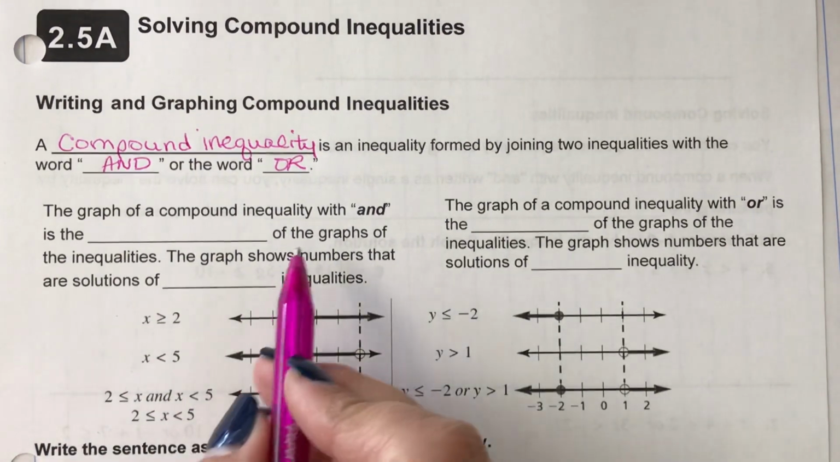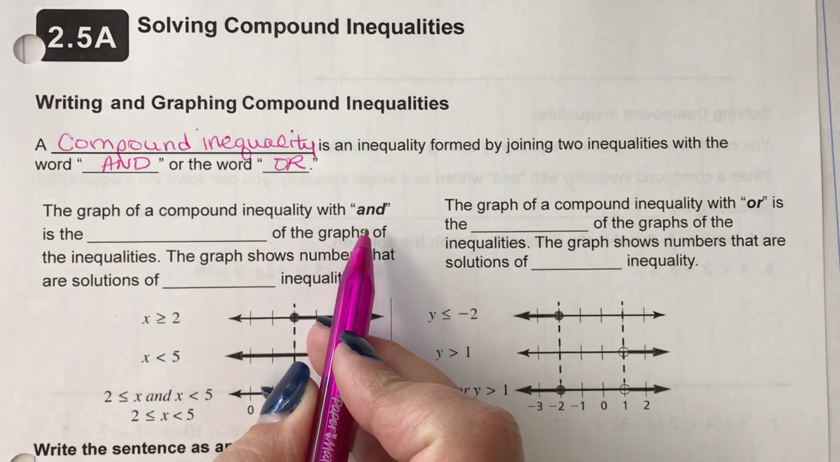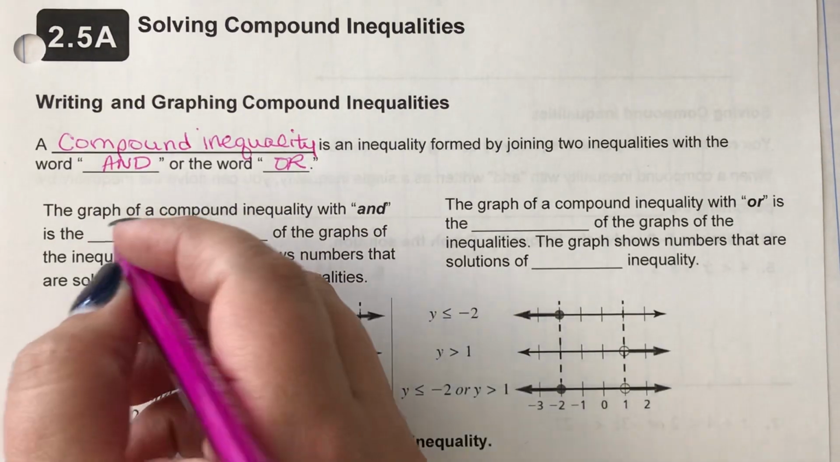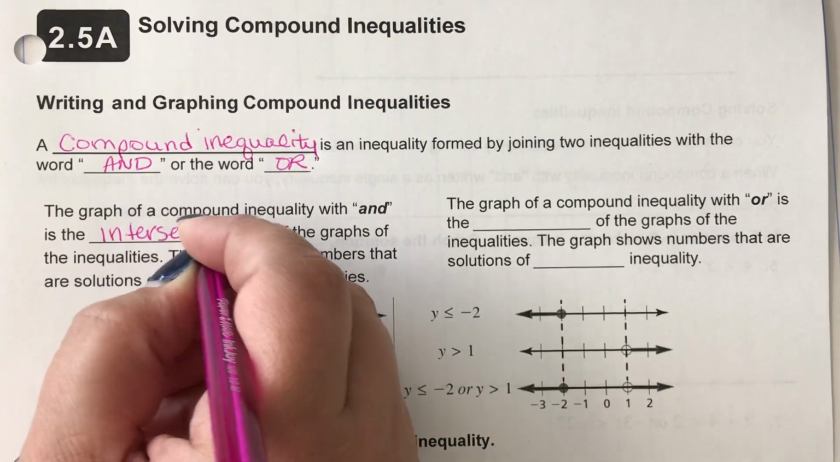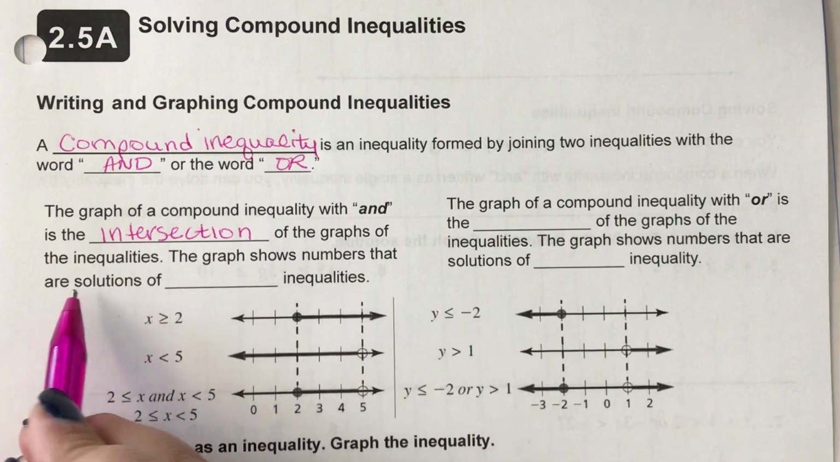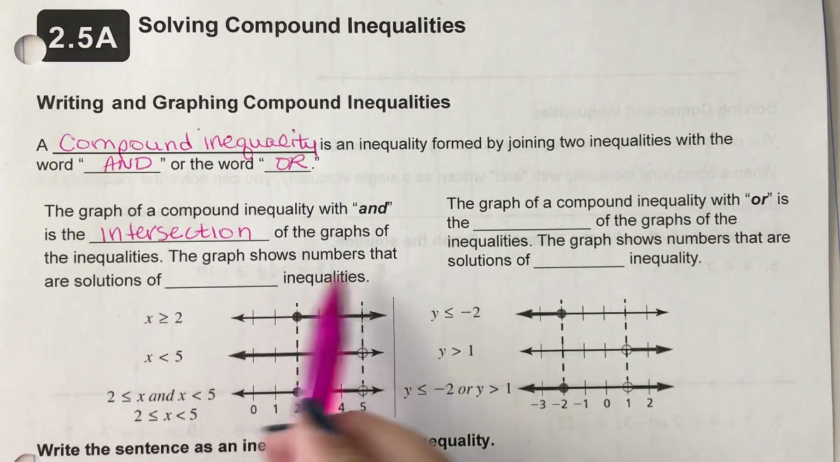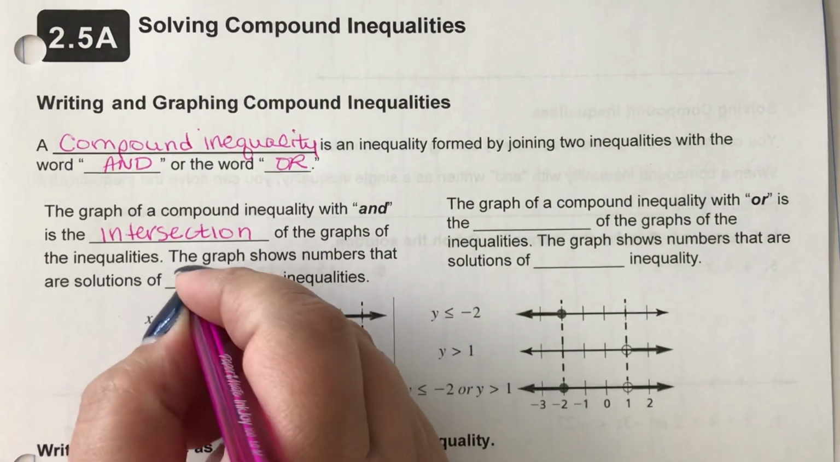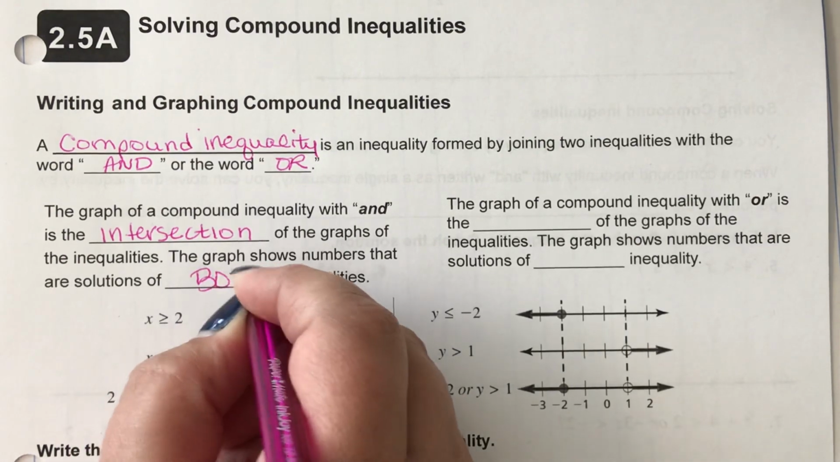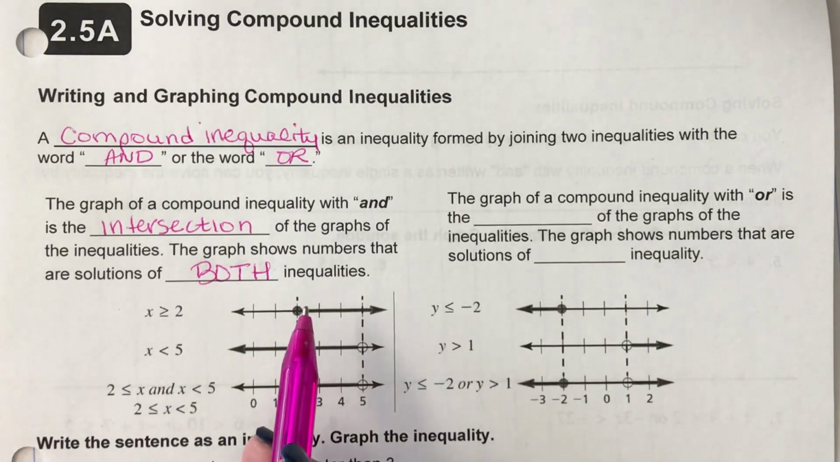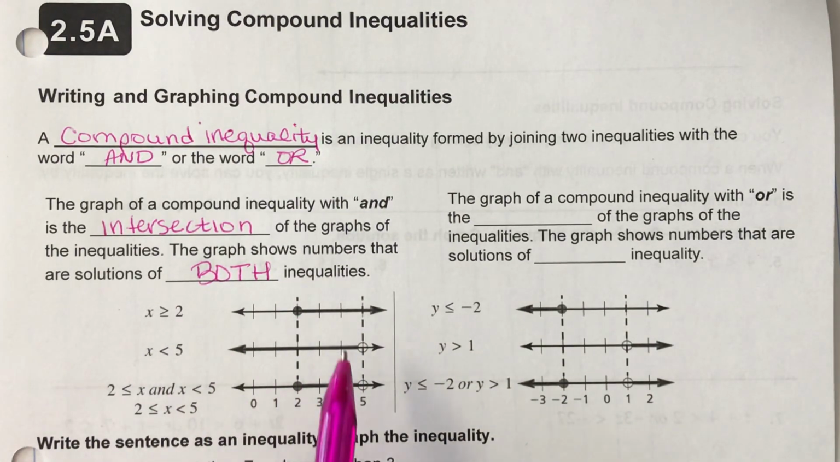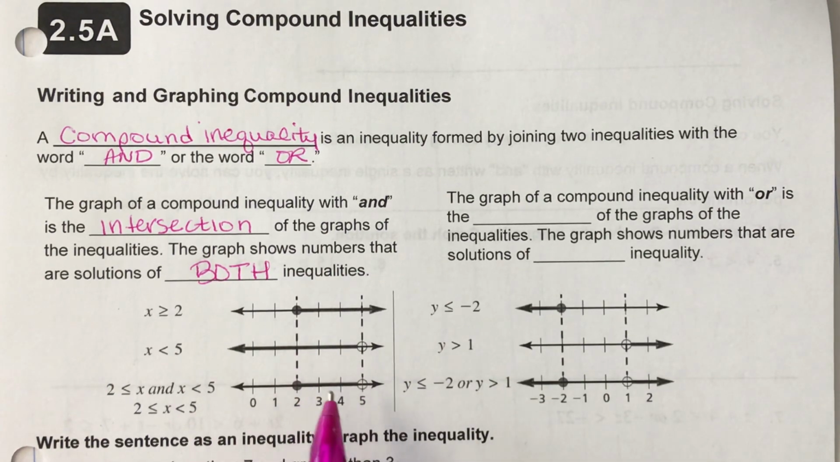So the graph of a compound inequality that has the and statement is essentially what we call the intersection of the graphs of two inequalities. And the graph shows the numbers that are solutions for both. So when it's an and statement, our solution is basically where each individual inequality intersects, and only the region that is true for both is then a solution to the compound statement.